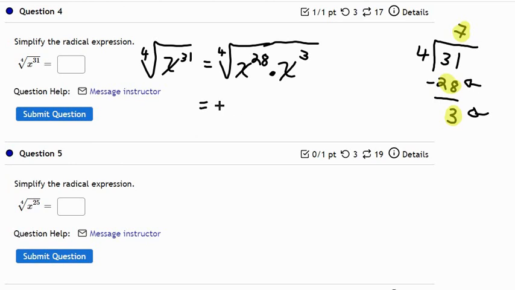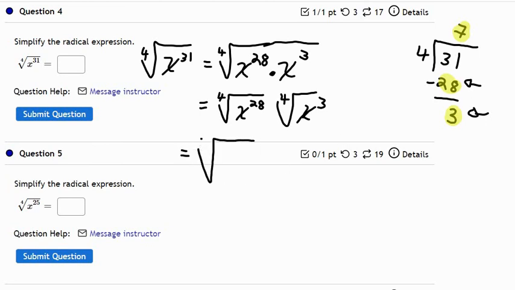Then I'm going to break it up further into the 4th root of x to the 28th times the 4th root of x to the 3rd. All right? And now all I have to do is simplify this radical. This one I'm going to be able to eliminate the radical completely. So I need to figure out the power of x that I can raise to the 4th power in order to get x to the 28th.